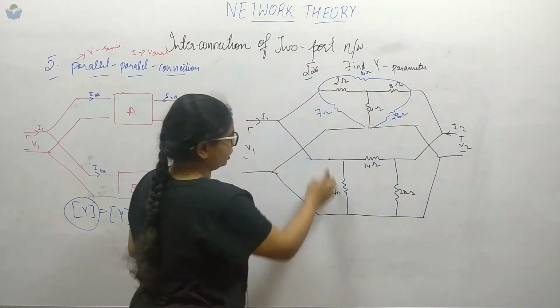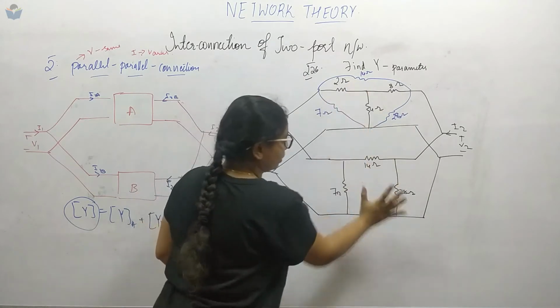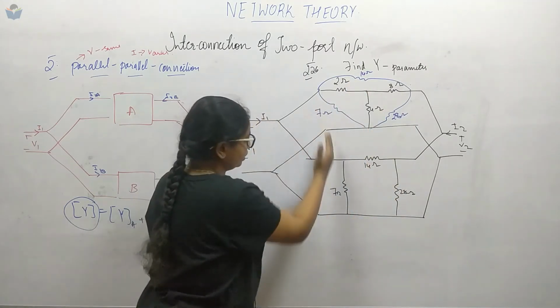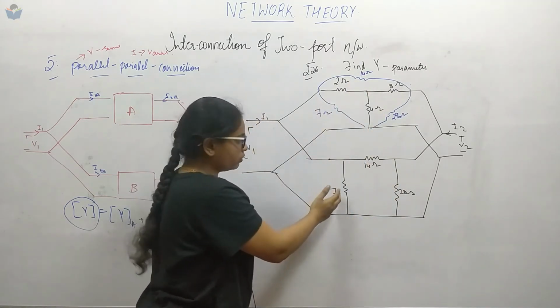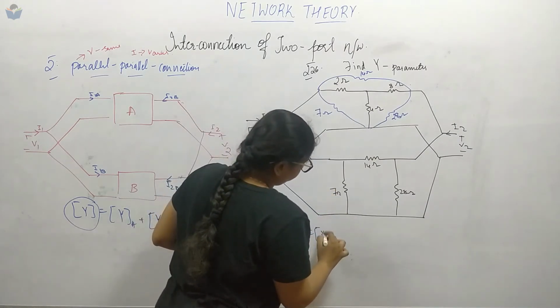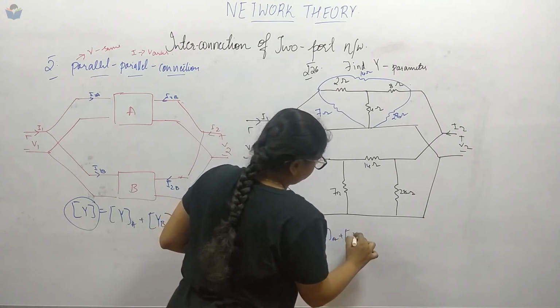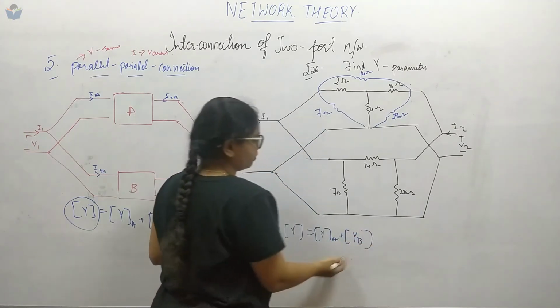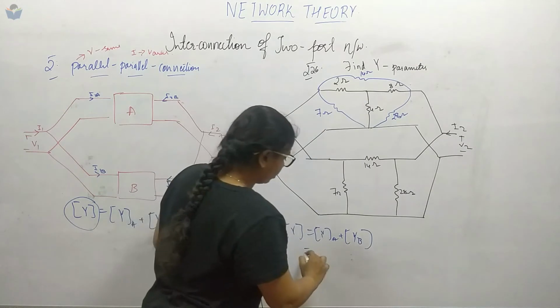So now if you see here, this pi and this pi have the same values with the same resistors also, for the arms. So directly we can write this Y as YA plus YB. So if you find out one thing, the same thing will be for the other. So we will find out YA.